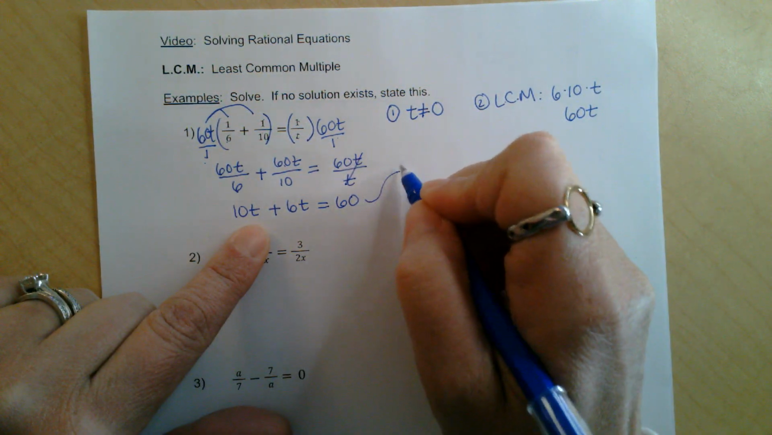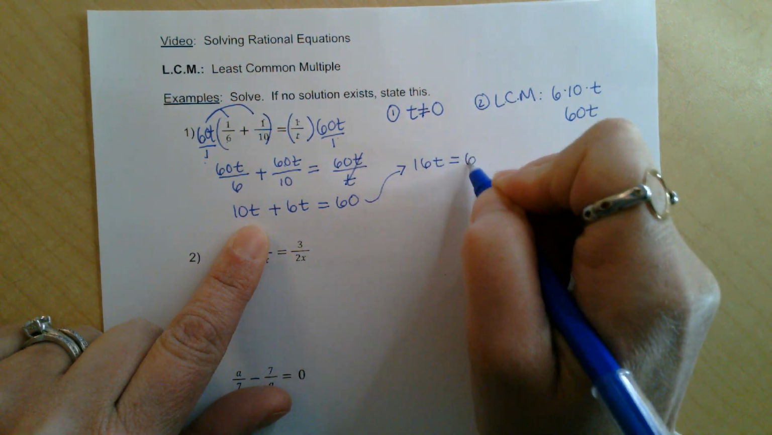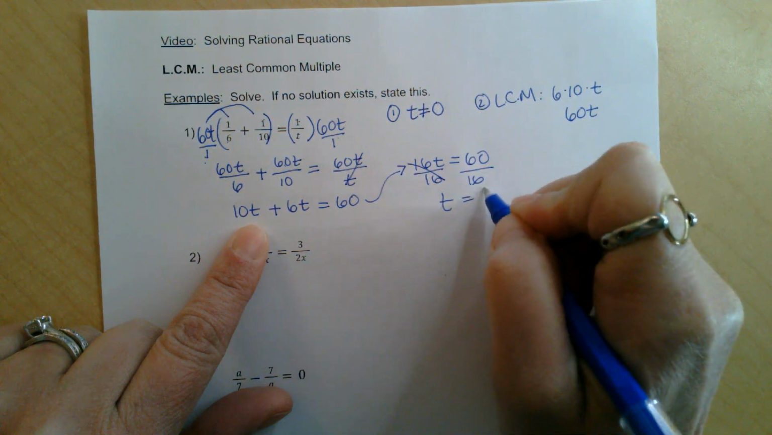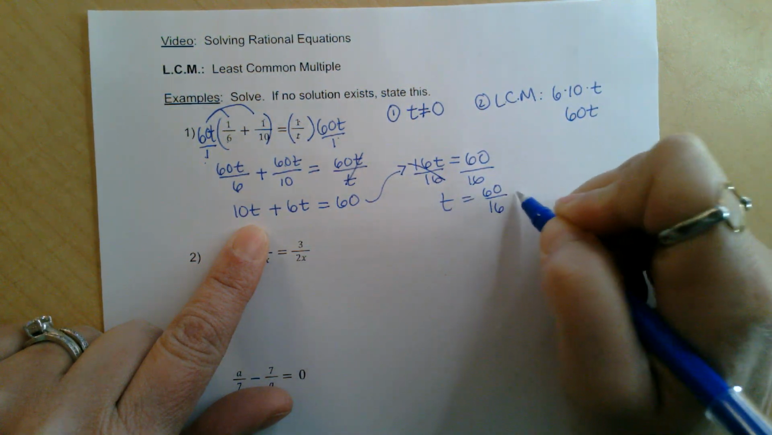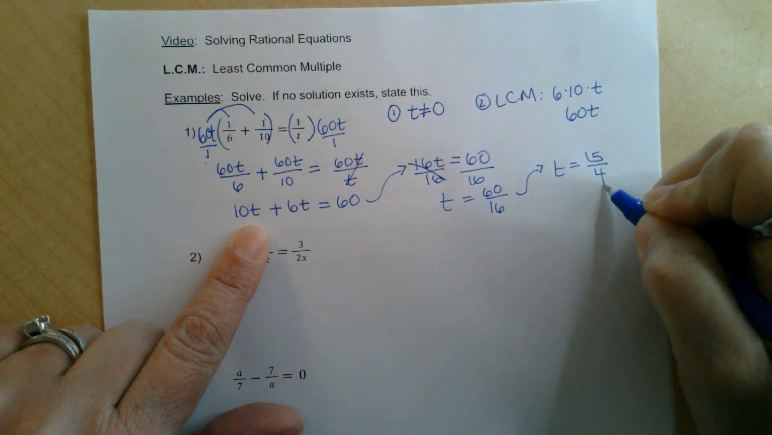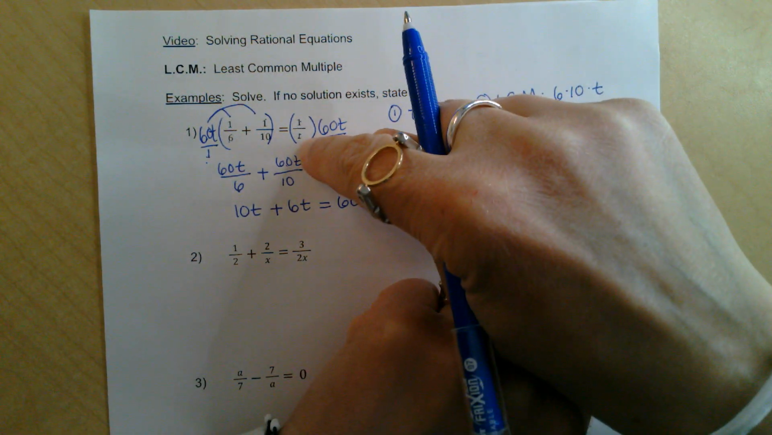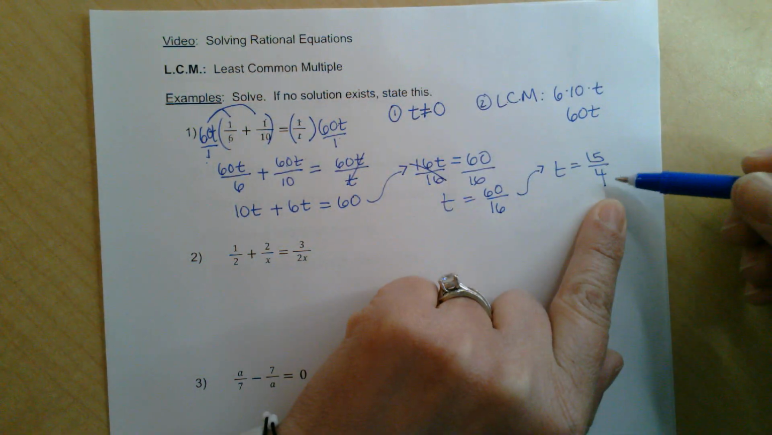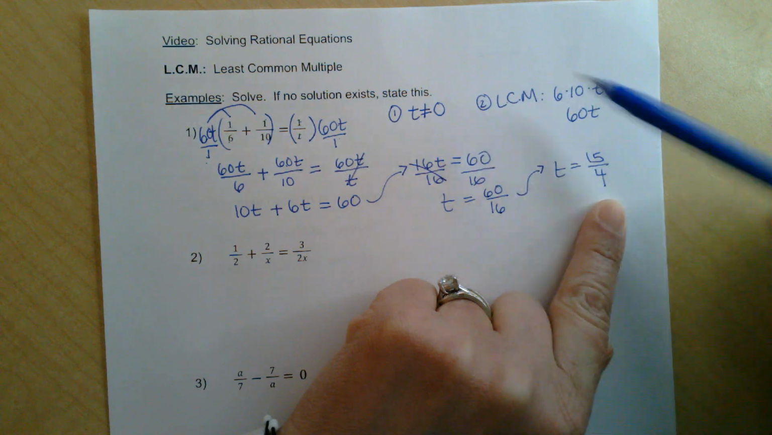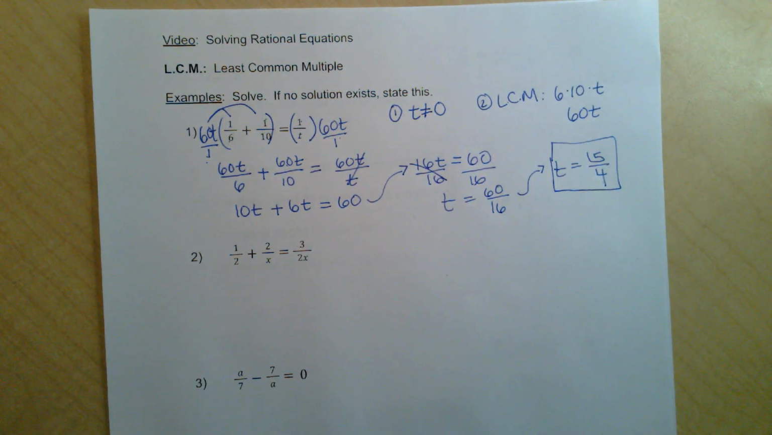So now I'm going to combine like terms, and move up here for some room. I get 16t equals 60. Divide both sides by 16. t equals 60 over 16. I'm just going to reduce that to 15 over 4. Now that's my answer, t equals 15 over 4. So if I put that in here, both sides would be equal. But let's just check against my restriction. My restriction was that it can't be 0. It's not 0, so it does have a solution, and that is my answer.